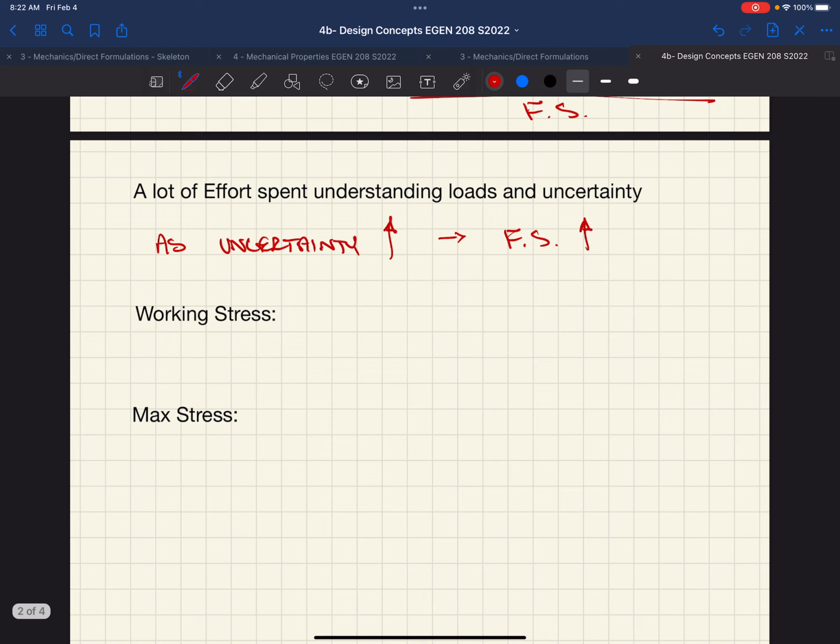So obviously airplanes, they put in a lot of effort to reduce the uncertainty, do a lot of testing, a lot of modeling, so they can reduce the factor of safety. So obviously with the increased factor of safety, your demands go up, you need more material, right? Things need to be stronger, need to be heavier.